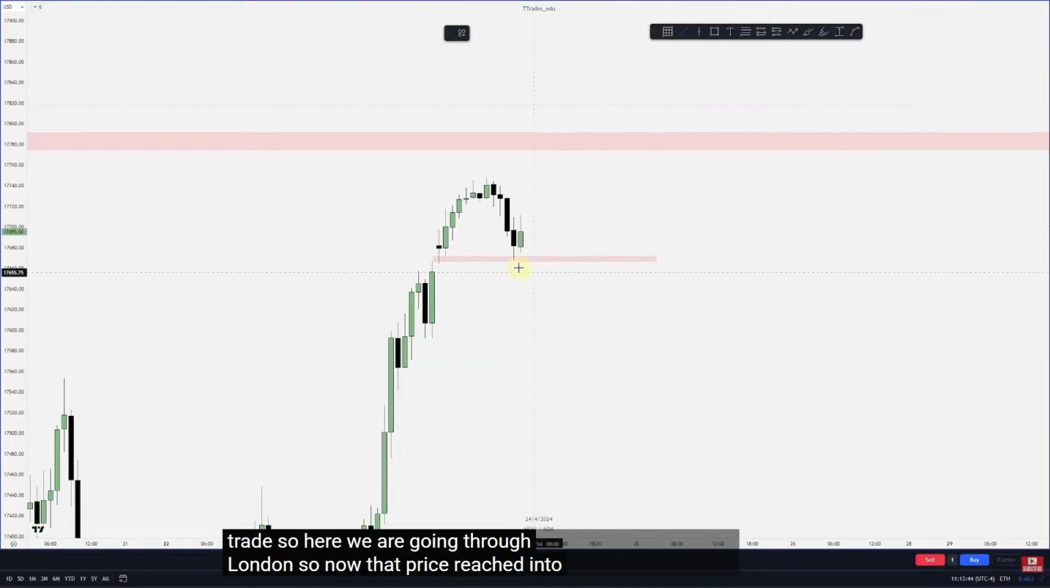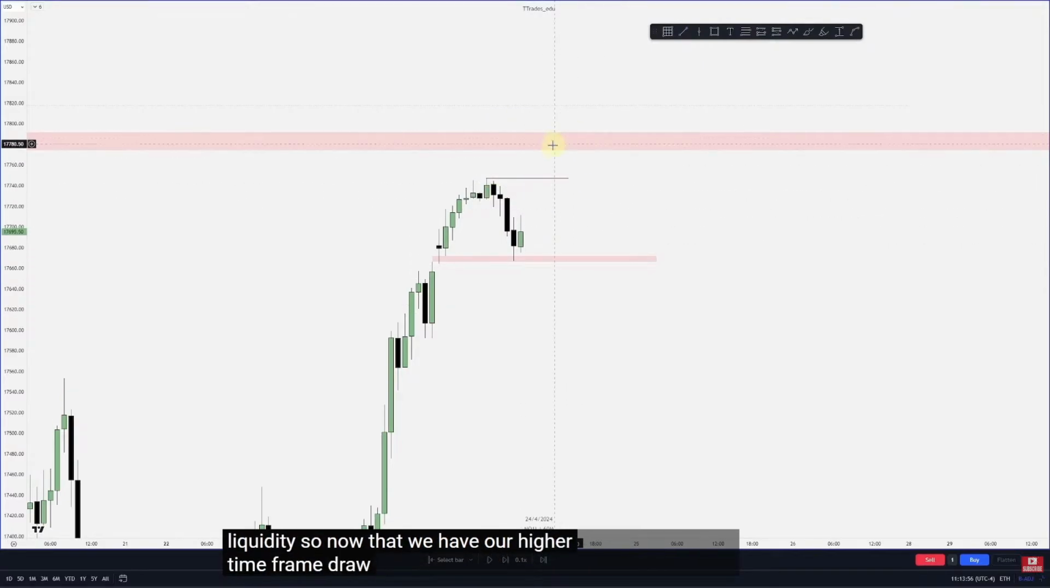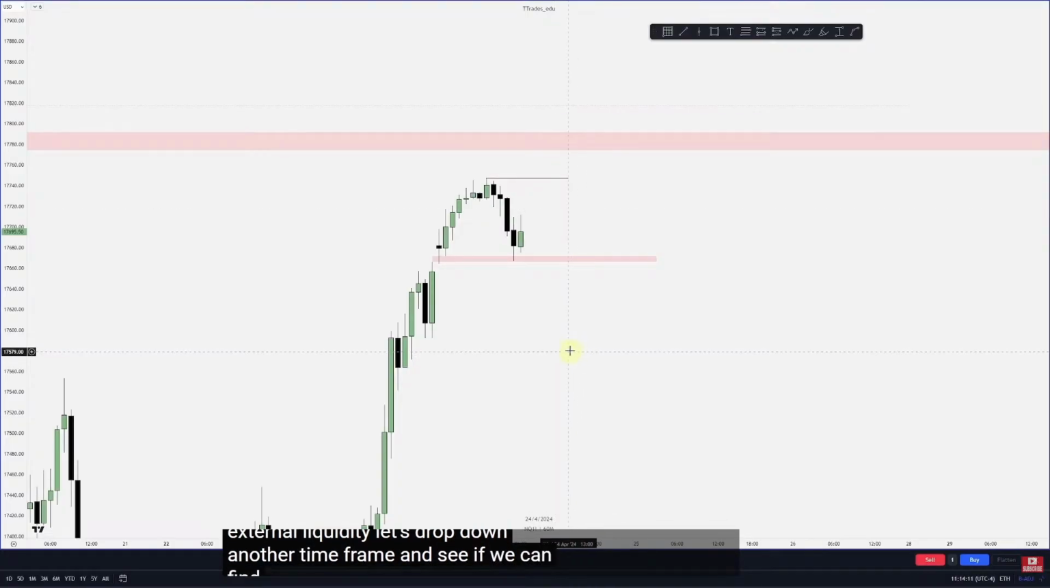So now that price reached into this fair value gap, if it is going to continue to trend higher, and this is going to form a swing low, I'd anticipate price going from internal to external liquidity. So now that we have our higher time frame draw, which is this daily fair value gap, and then dropping down a time frame, we have a move from internal to external liquidity. Let's drop down another time frame and see if we can find a setup.